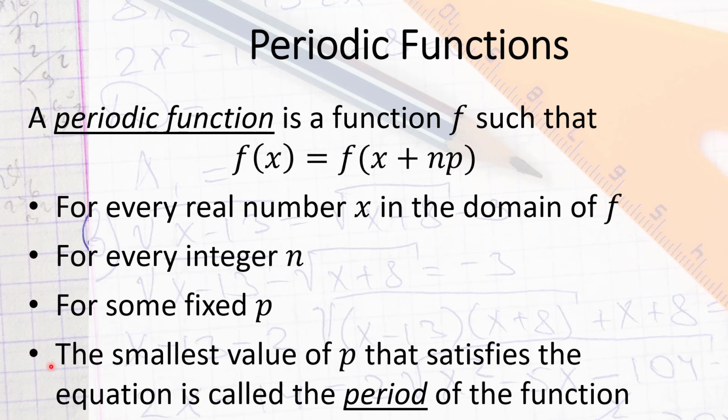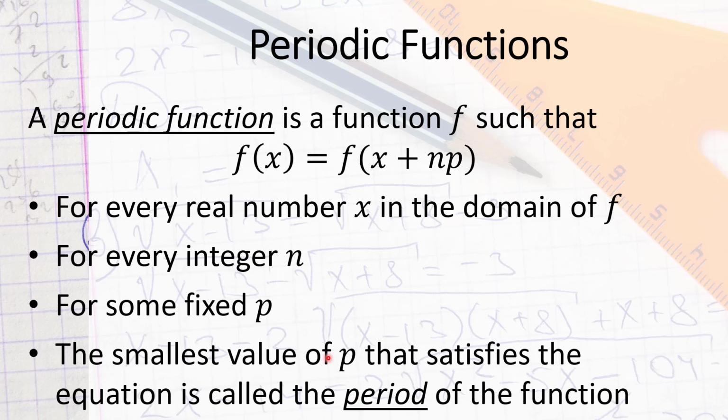Okay, so a periodic function. What is a periodic function? It is a function of the form f of x is equal to f of x plus np, which basically means that this value is going to repeat every np times, where n is an integer and p is some fixed number. That fixed number is called the period.